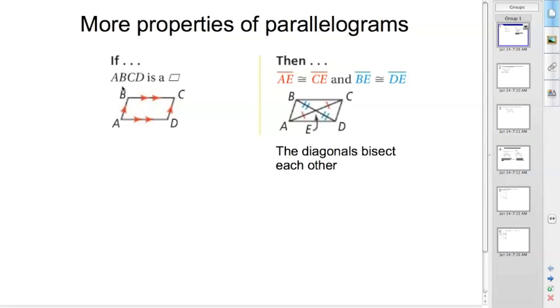So if you know you have a parallelogram, then the diagonals bisect each other. So in other words, the bisectors are going to cut each other into two equal parts. And there's a diagram for you. Again, I'm not saying the diagonals are congruent to each other. The diagonals bisect each other. Big difference.